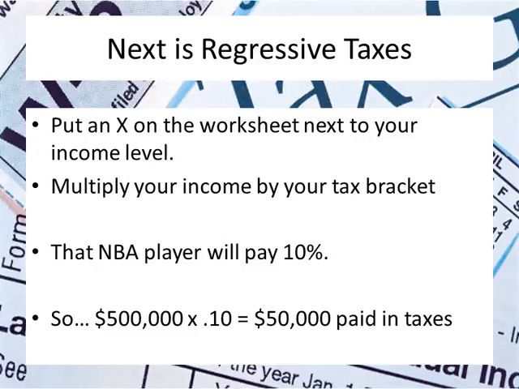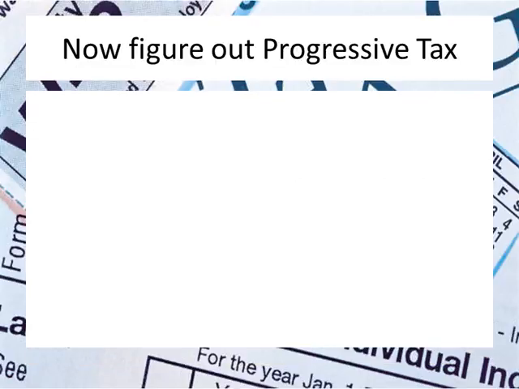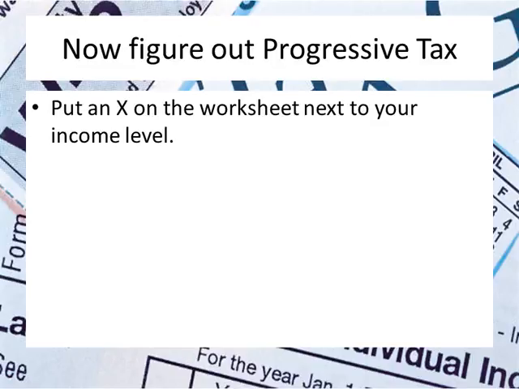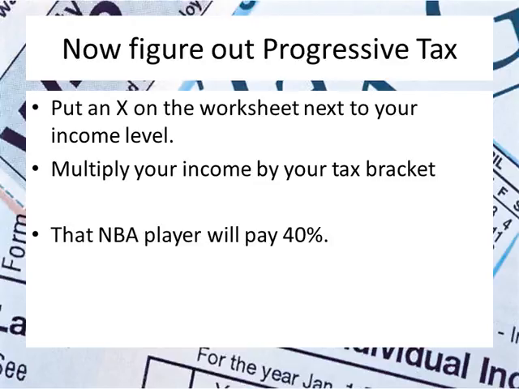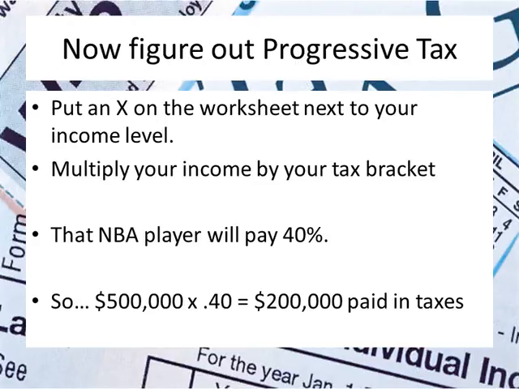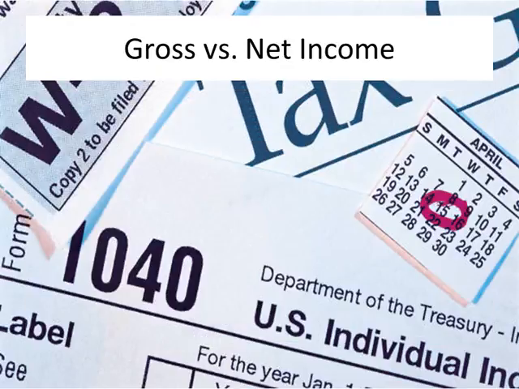The next is the progressive tax. So remember, progressive taxes, the more you make, the more you pay. So again, put an X on the worksheet next to your income level. Multiply your income by your tax bracket. So that NBA player is now going to pay 40% under a progressive tax plan. So $500,000 times 0.40 equals $200,000 paid in taxes. So now you've analyzed your taxes based on your salary and the different progressivities.